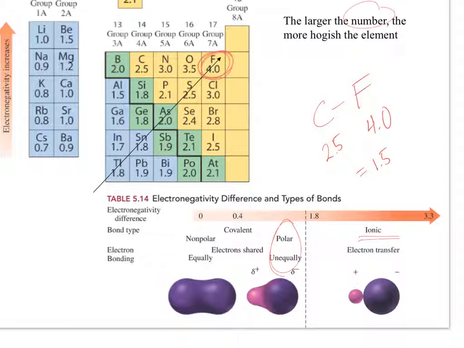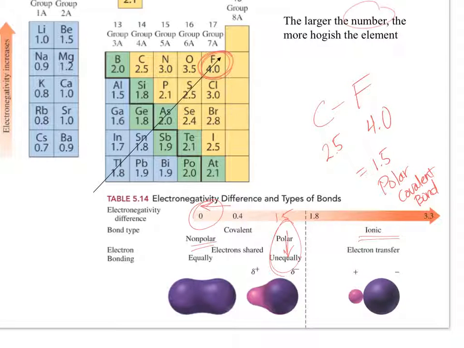In this instance, I had a 1.5 difference. That's a polar, unequal sharing. That's a polar covalent bond between carbon and fluorine. If the difference is close to 0, okay, technically if it's really anything less than 0.4, we actually say it's nonpolar, that they're essentially equal in strength.